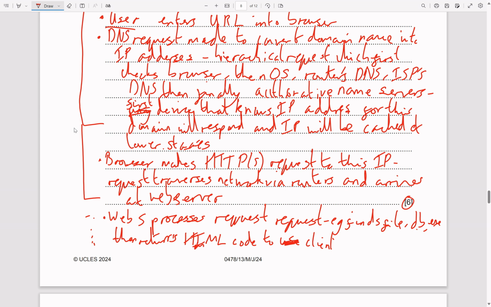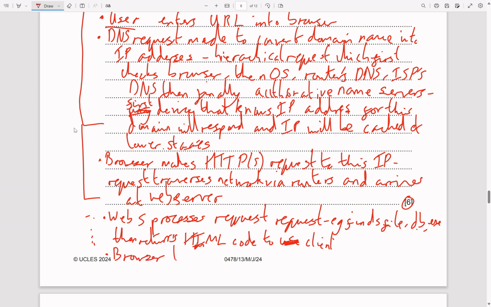And to be honest, not only is it going to be HTML, it's also going to be the JavaScript, the CSS. It's going to be any images, audio, video. Obviously all of the files on that page. So you could say HTML code and resources. That should also be fine. Right, okay, to client. Let's say the browser.